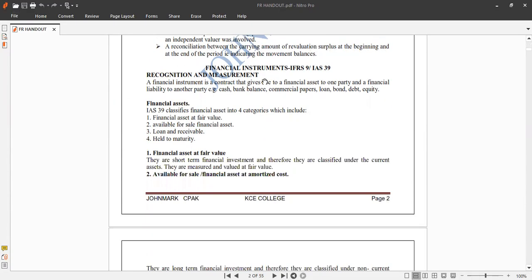Now, let's look at the financial instrument. And what's a financial instrument? Now, I want you to know that a financial instrument is just a contract giving rise to an asset to one party and a liability to another party. We're saying that it is a contract giving rise to an asset to one party and a liability to another party.